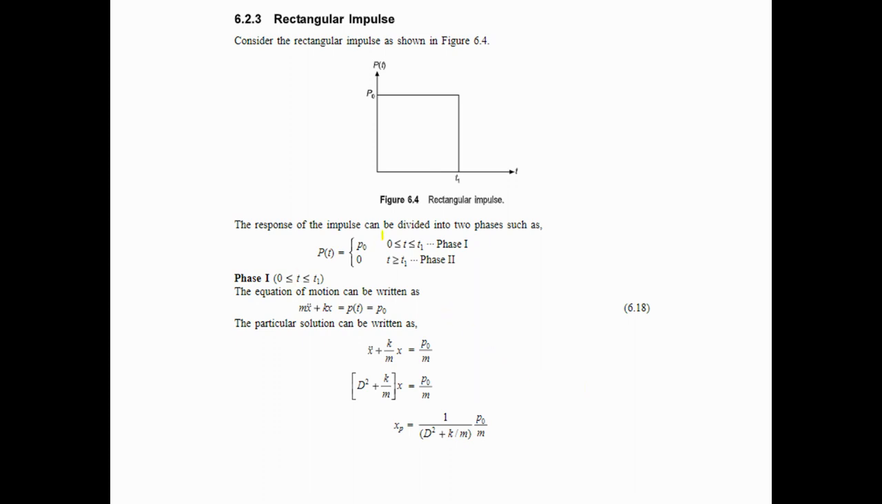In this triangular phase, the impulse has two phases. The first phase is where 0 is greater than or equal to t, and t is less than or equal to t1. The second phase is p not equal to 0, t greater than t1. Then the first phase has m x double dot equal to p naught. By solving this whole equation, we get xp equal to p naught by k, and D square will be 0 and omega will be 0.